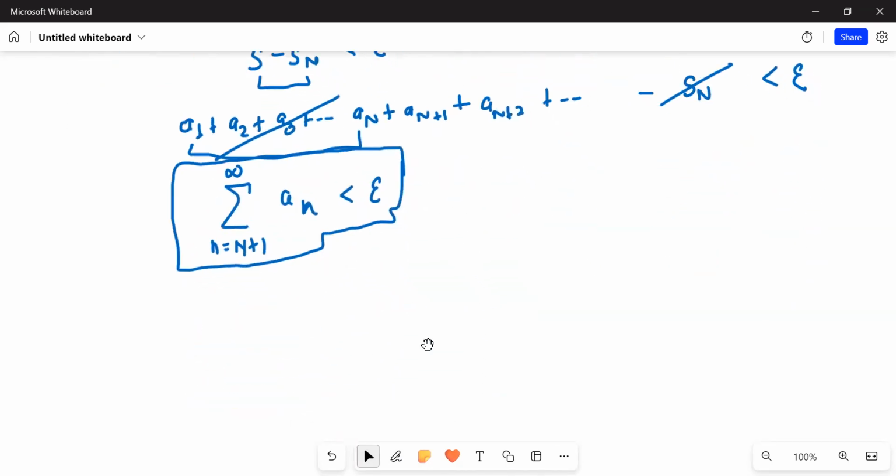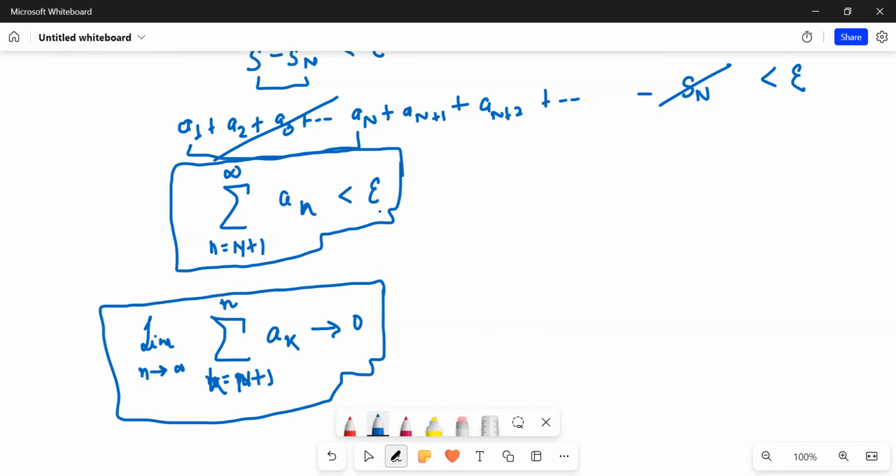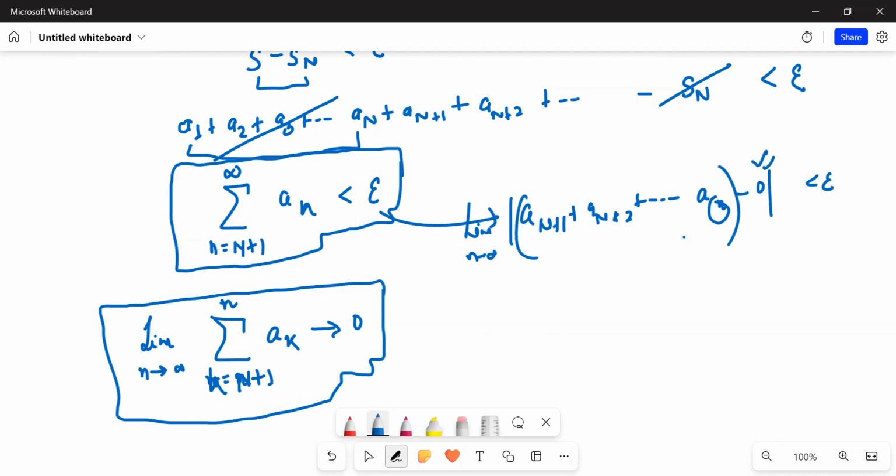In other words, if I want to write the same thing, I can also write summation, let us use some different index, k equals N plus 1 to infinity of ak. This limit would go towards 0. This is equal to writing aN plus 1 plus aN plus 2 and so on, and as N tends to infinity, this entire thing's limit would be equal to 0. A very important observation.